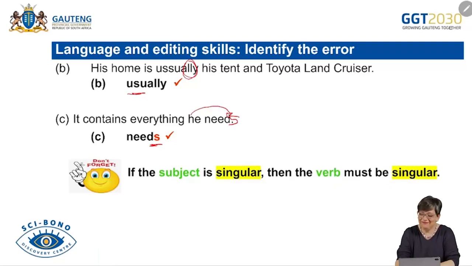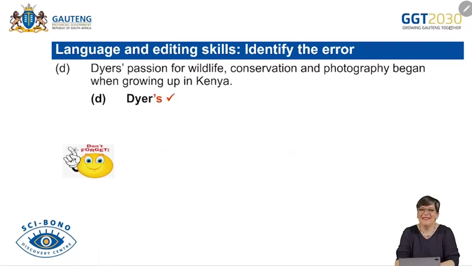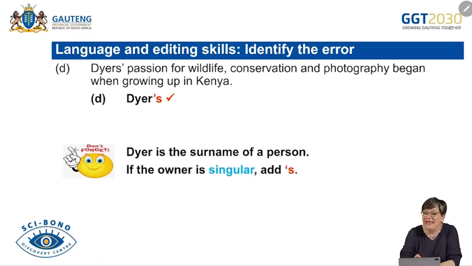Did you find it? I'm sure you did. Let's see what's the answer. Yes, of course, it is the apostrophe. Dyer is the name of the person. So they talk about his passion, Dyer's passion. Dyer is the surname of the person, and because he's singular, we have to add an apostrophe S. It's as easy as that. Can you see how easy this is? I'm sure you didn't realize it's so easy, hey?